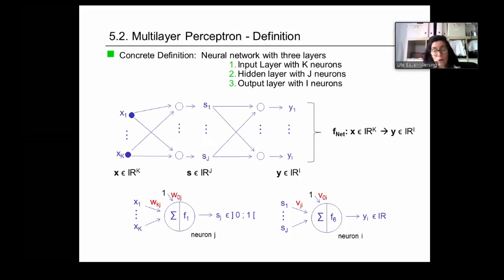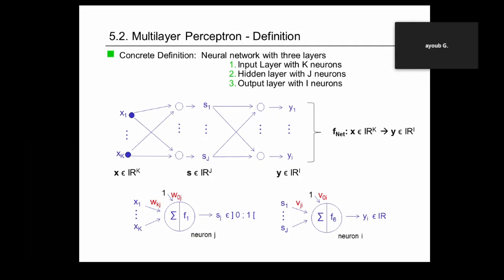What's the activation function of the perceptron? This is the sign function, signum. Here we have -1 and 1. Yes, this is a signum because we have a linear separation.